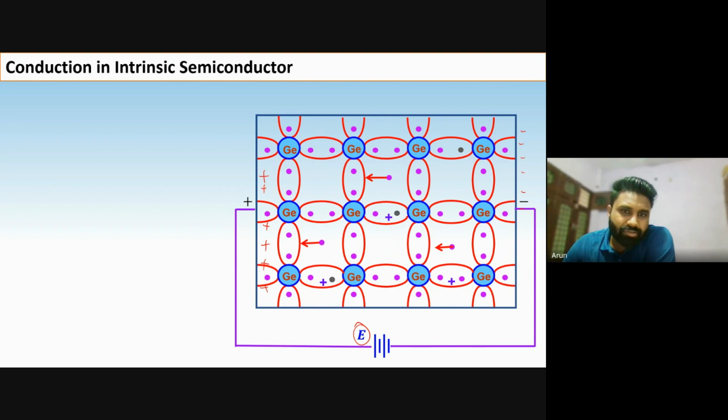These electrons all run towards the positive plate, and these are all holes. Basically, these holes are not moving anywhere, only the electrons are moving. But what will happen? This electron will jump to this vacancy, so that this hole will come here.